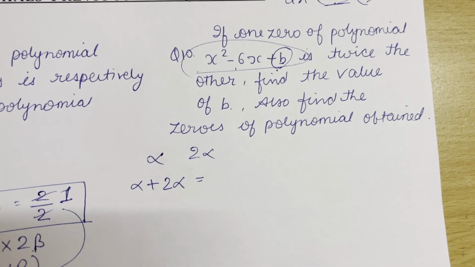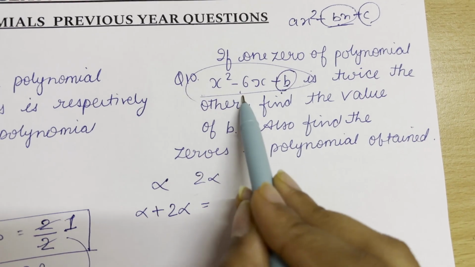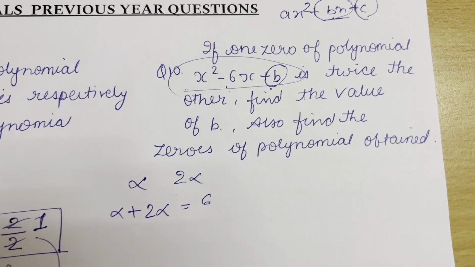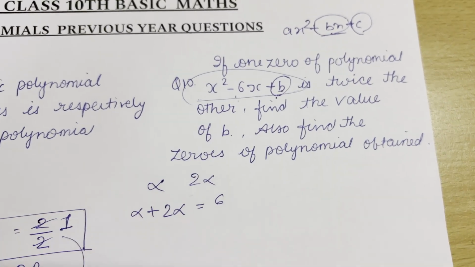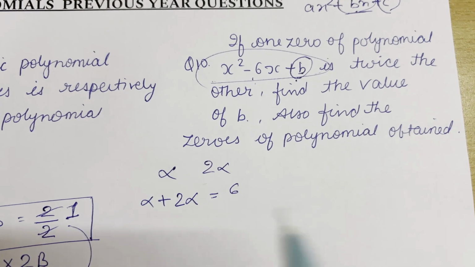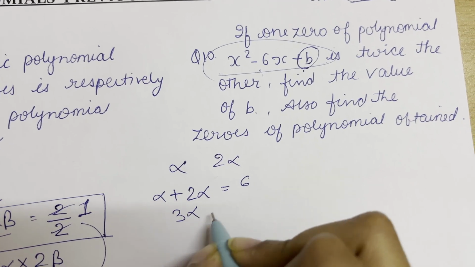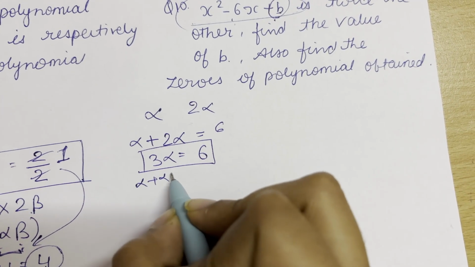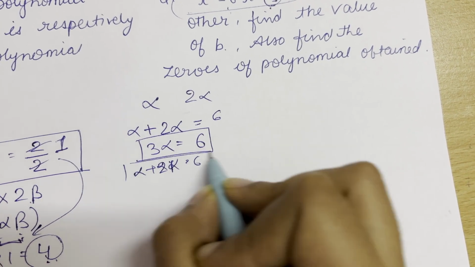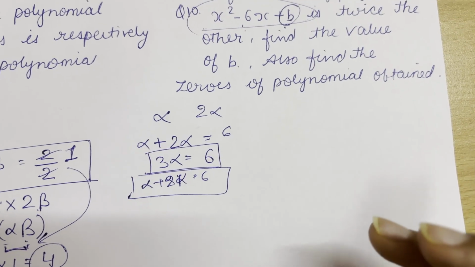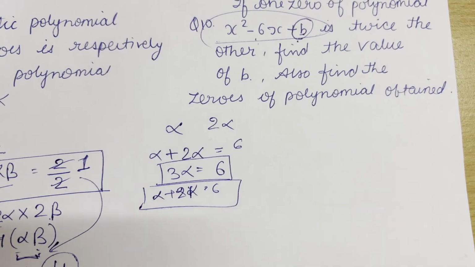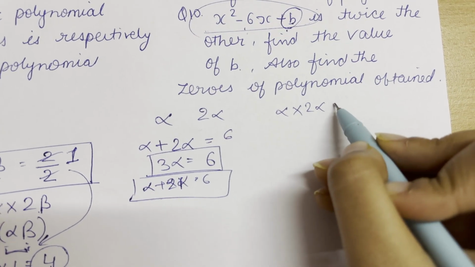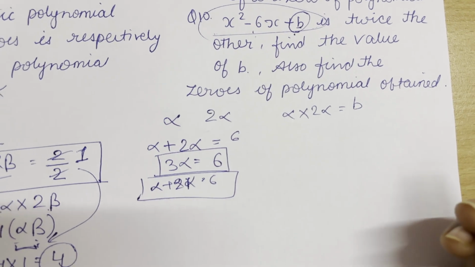Okay, so the sum of the zeros of the polynomial from this quadratic polynomial: as it was minus 6, the minus minus got multiplied and became 1, and the value of a is 1. So 3 alpha is equal to 6, or I could write alpha plus 2 alpha is 6 simply. Now talking about the product, alpha into 2 alpha will be equal to c by a, that is equal to b.